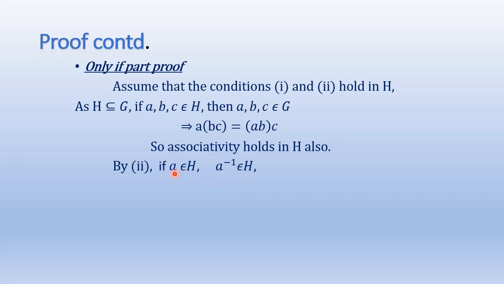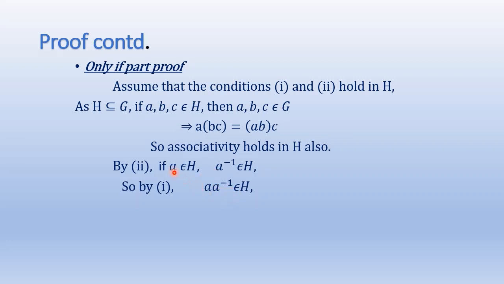Now we have two elements in H: A belongs to H and A inverse belongs to H. But by condition 1, the product of these two elements belongs to H. You take any two elements in H and their product belongs to H. That is condition 1.